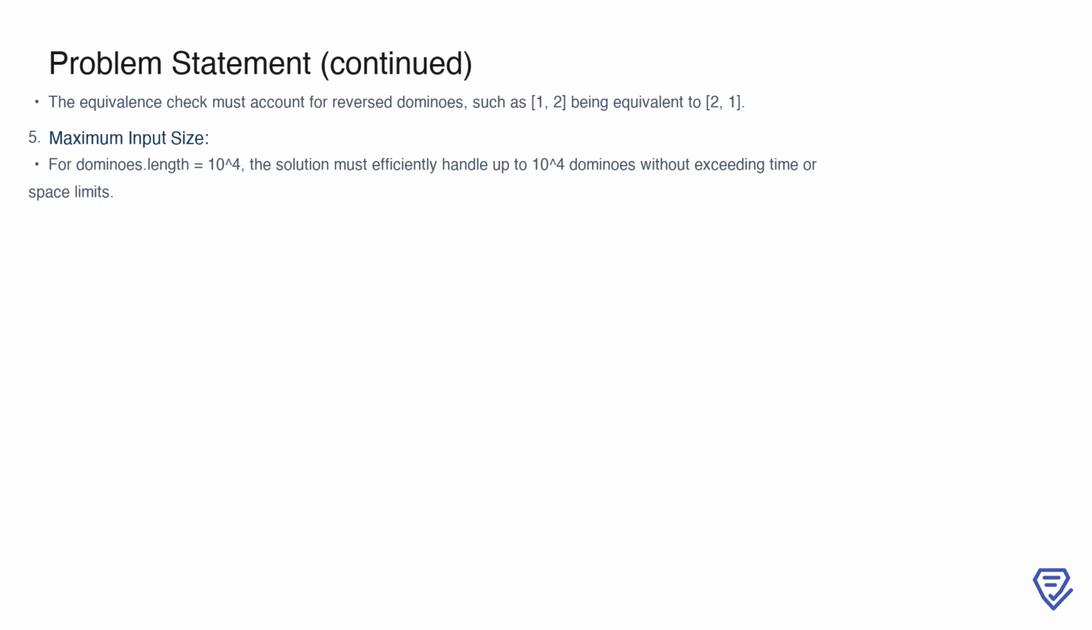On the other hand, if no dominoes are equivalent, such as 1, 2, 3, 4, 5, 6, the output is 0. It's also important to account for reversed equivalence, where dominoes like 1, 2 are considered equivalent to 2, 1. Finally, when the input size reaches 10,000 dominoes, the solution must remain efficient and not exceed time or space limits.